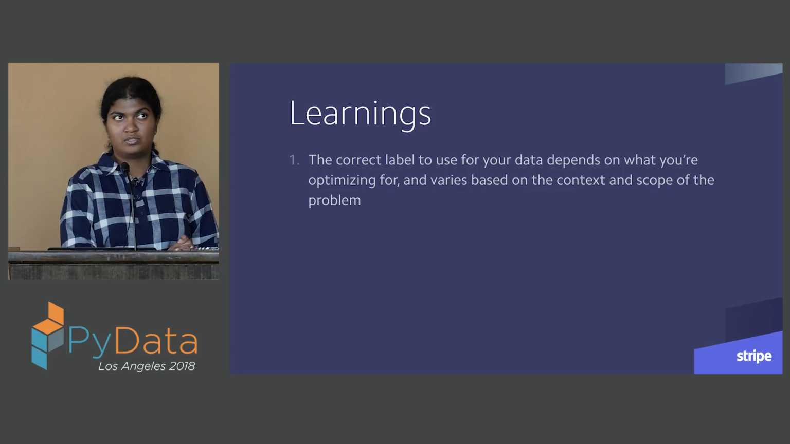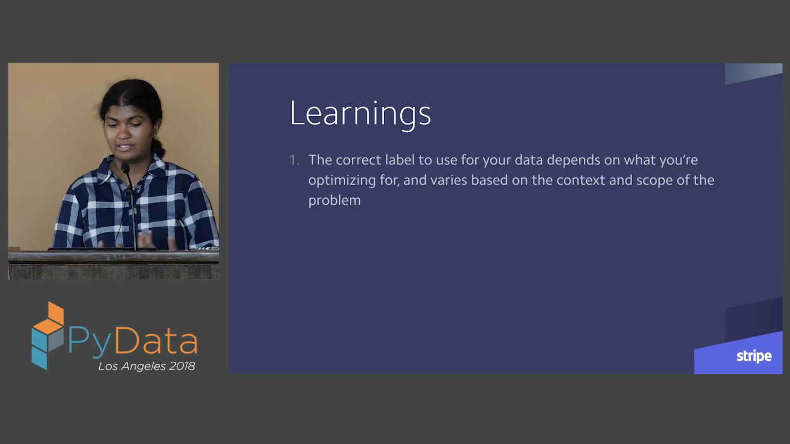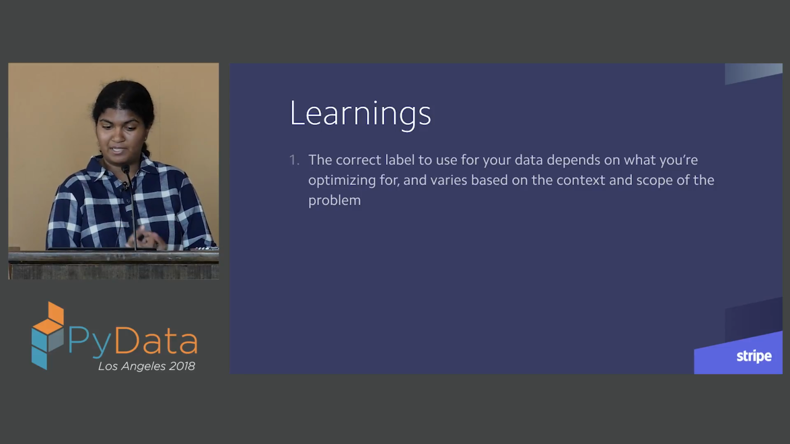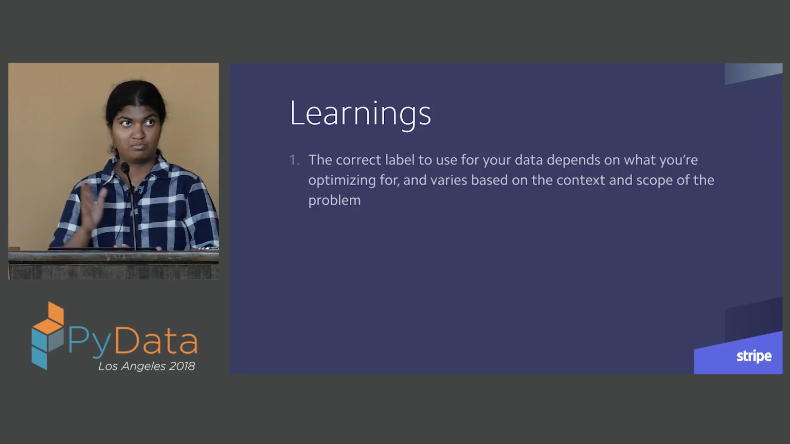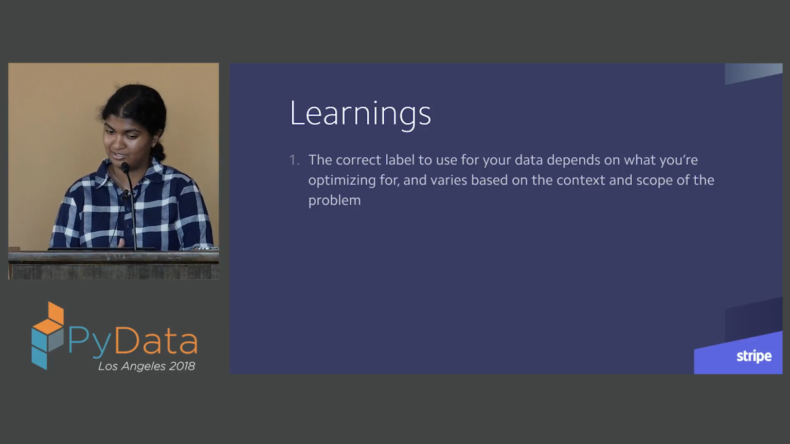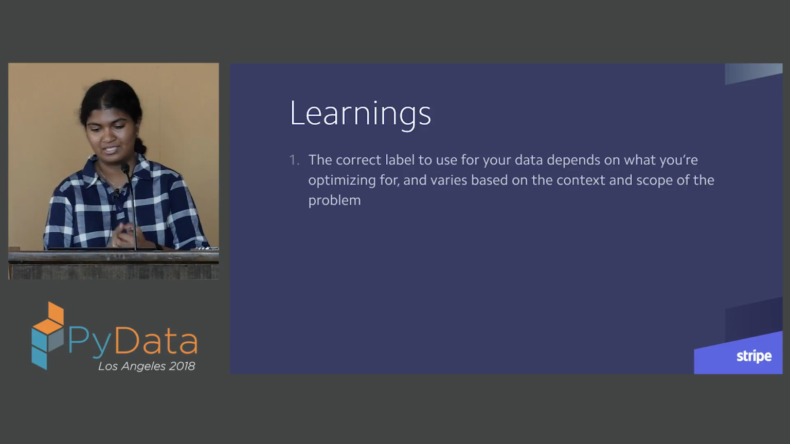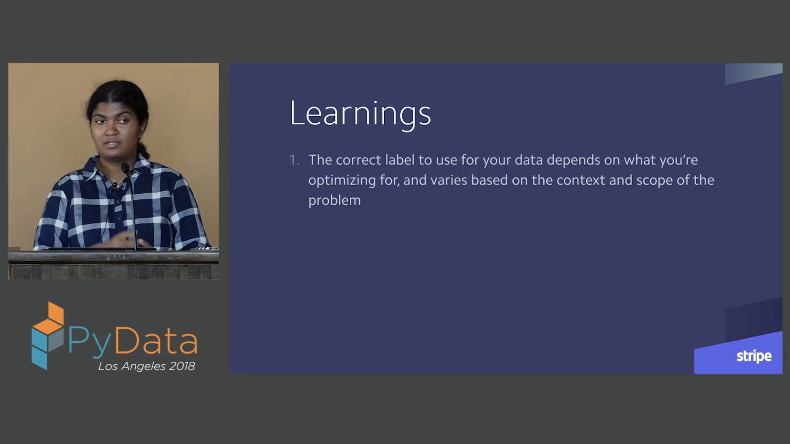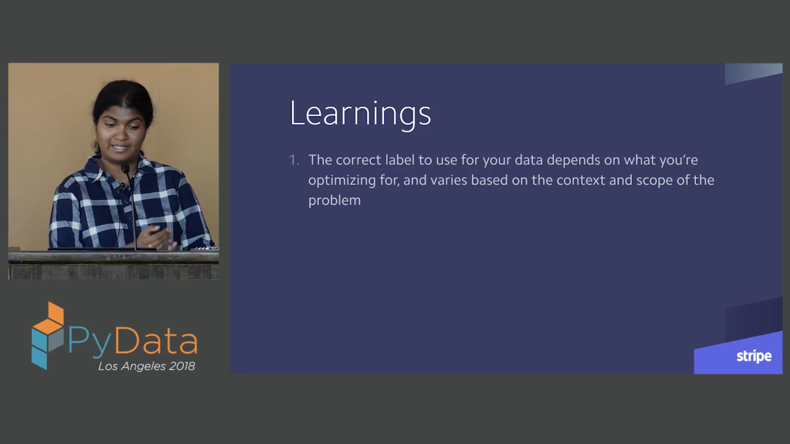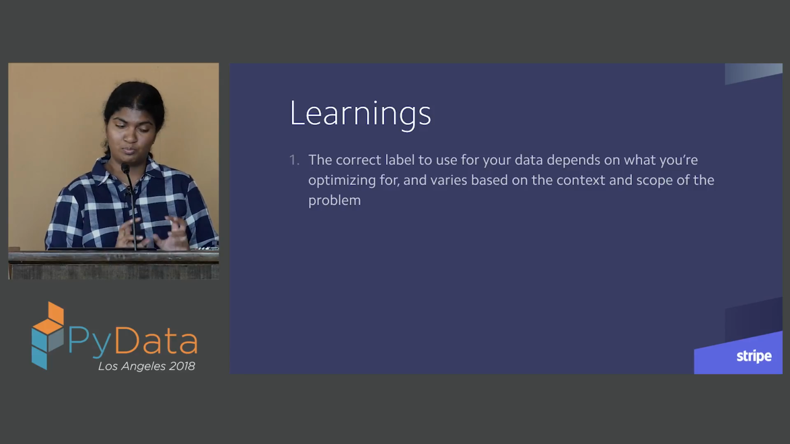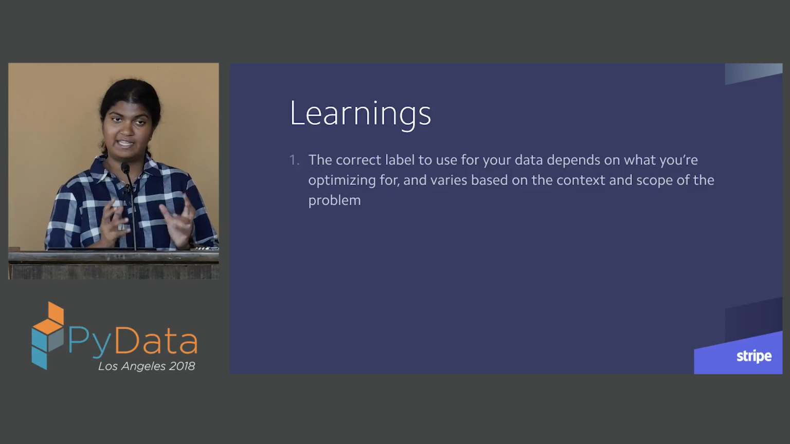First is that when you're labeling your data for your model to train on and evaluate on, the appropriate label to use depends on what problem you're trying to optimize for, which in our case was revenue maximization. If we wanted to optimize for emotional happiness, we'd probably need different labels. Also, the labels you use depend on the context and scope of the problem, where if you want to apply specific judgments to specific groups of targets, you need to make sure that your model is very tailored to that group.